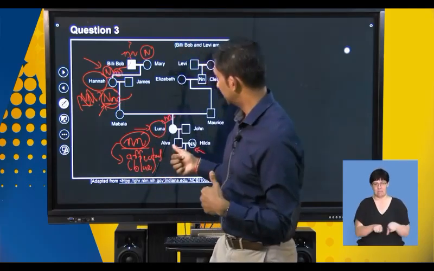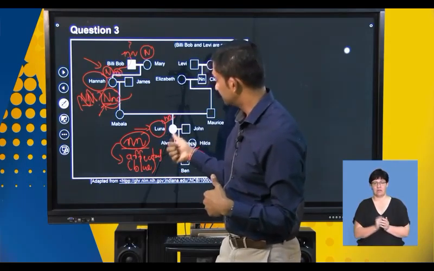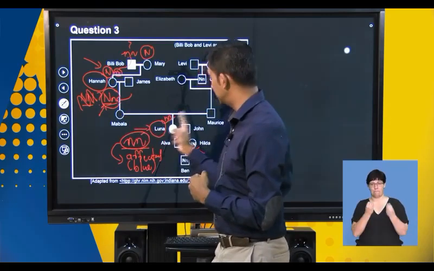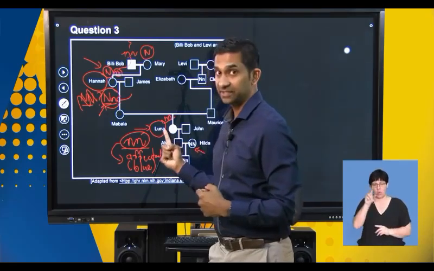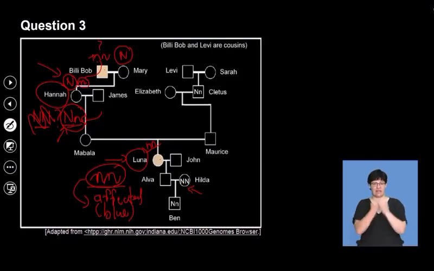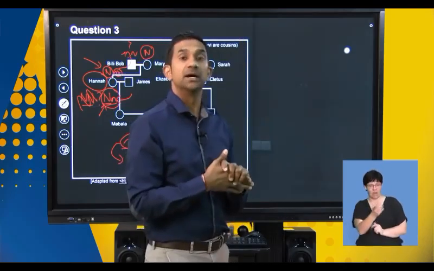Likewise, if we look at Luna being affected, the only way she could have been affected is if she gets a recessive allele from both parents. That is the only way Luna can be affected. So these homozygous recessive individuals are important clues in a pedigree chart. Use them to work out what the parents would have given them, and use them to figure out what they would pass on to the next generation. So that's a clue for using pedigree charts.